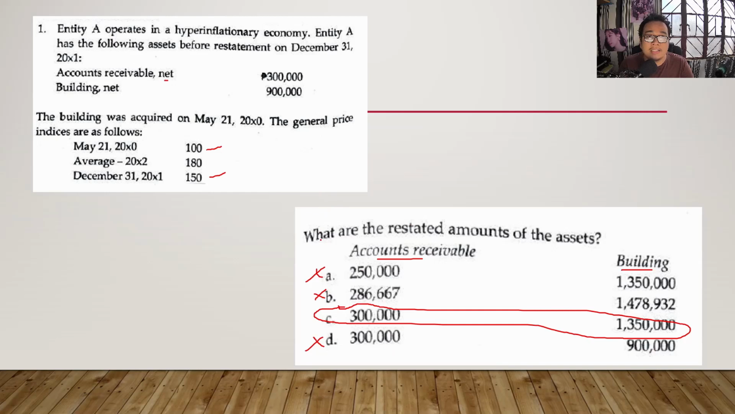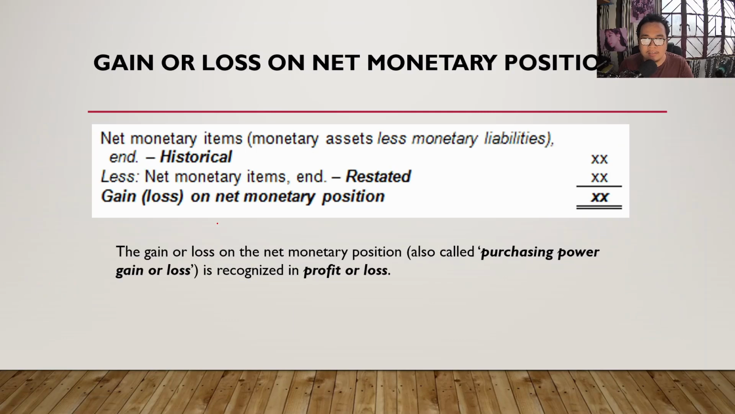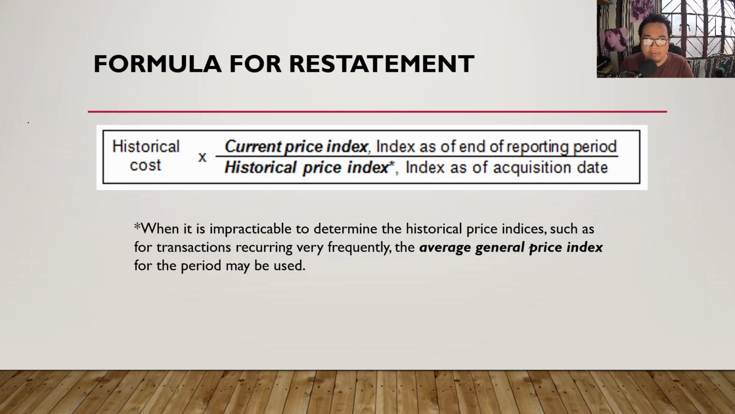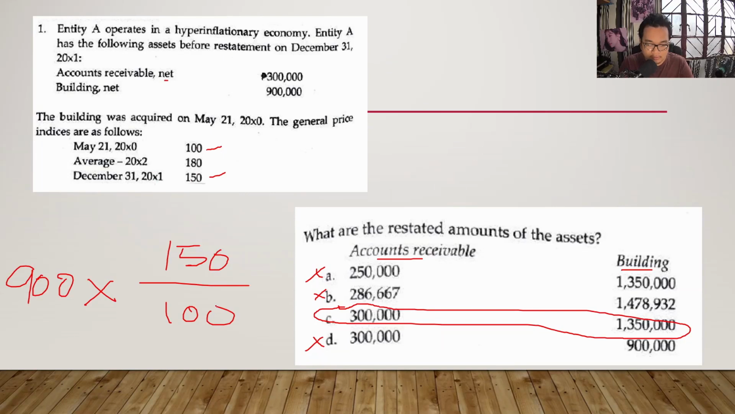So, with that, solve pa rin natin. Paano? 900. Anong formula ulit? O, current price index divided by the historical price index. So, current price is 150. Ang acquisition date niya, historical price niya, since building to, hindi recurring transaction eh. Building lang yan. So, 100. So, 900 times 150 divided by 100. 1,350. So, yan, sakto. Ngayon, let's go to number 2.